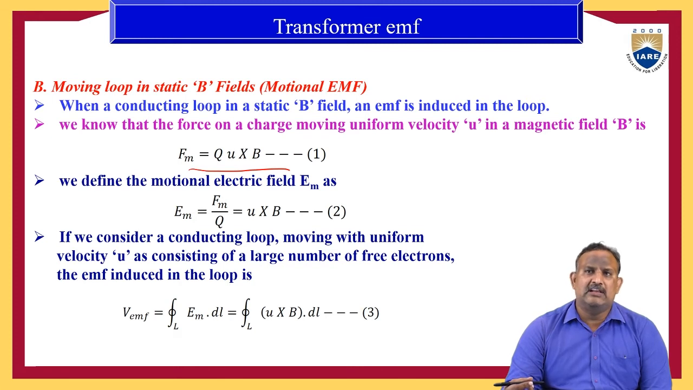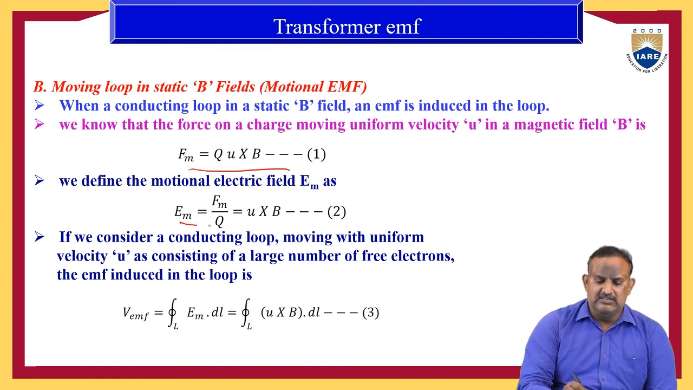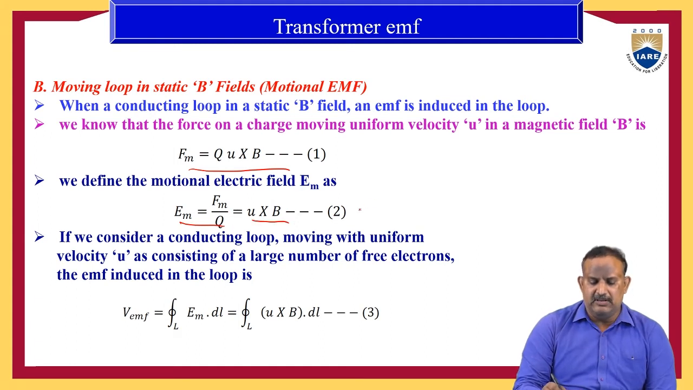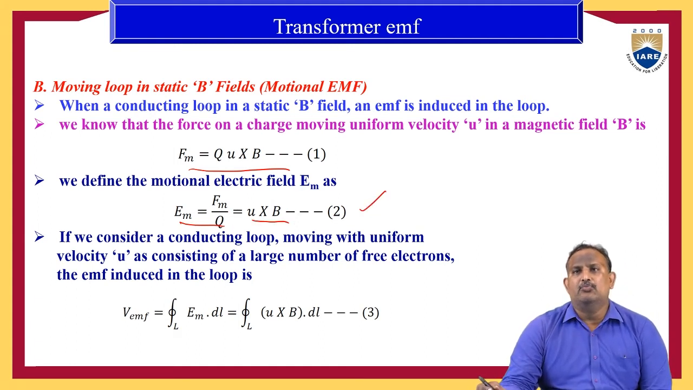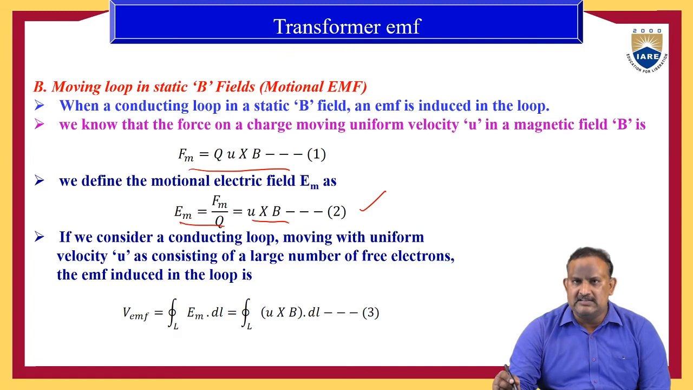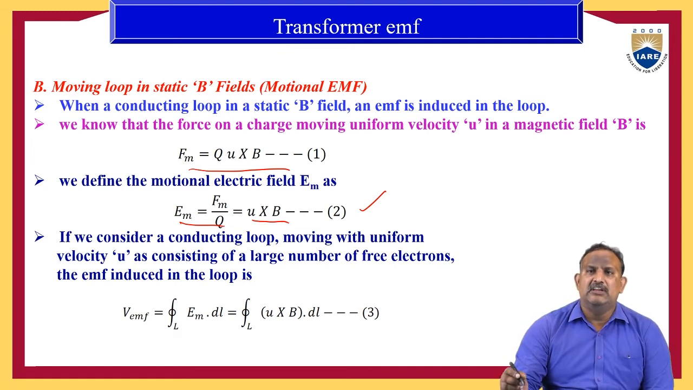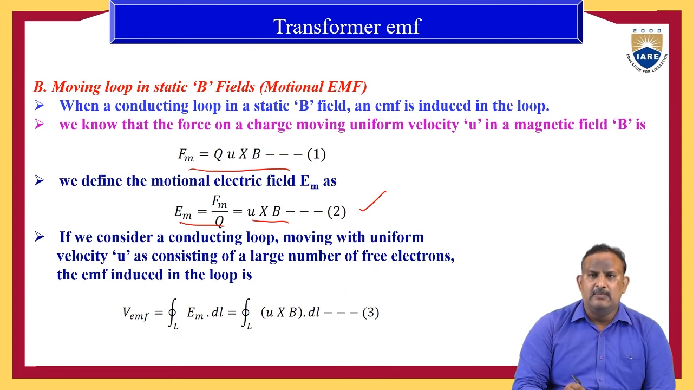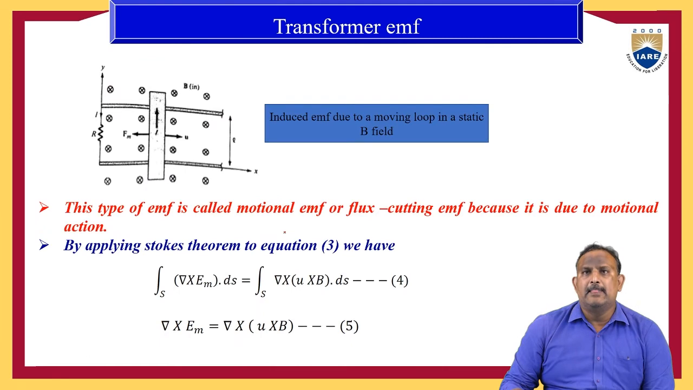So we define the motional electric field Em. We know that electric field can be defined as force per unit charge. Therefore, Em is equal to force per charge, which is equal to U cross B. If we consider a conducting loop moving with uniform velocity U as consisting of a large number of free electrons, the EMF induced in the loop is V EMF is equal to the line integral of Em dot dl, which is equal to the line integral of U cross B dot dl. So here, in place of Em, I am writing U cross B.